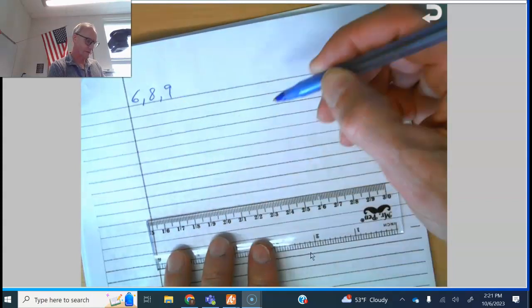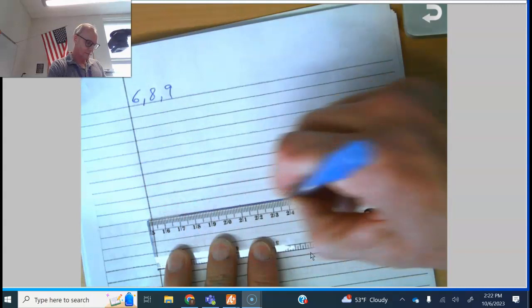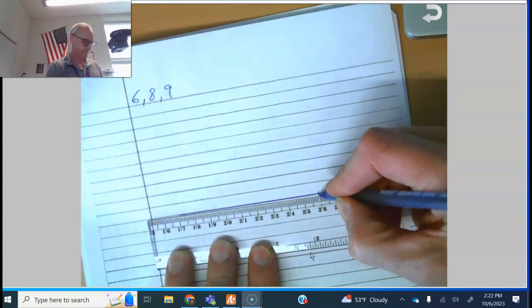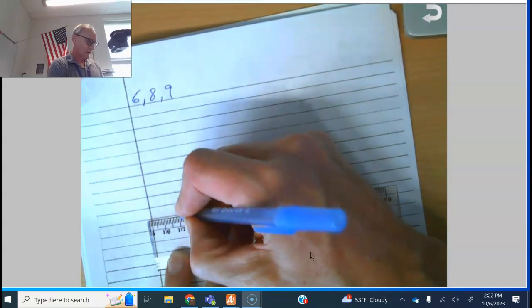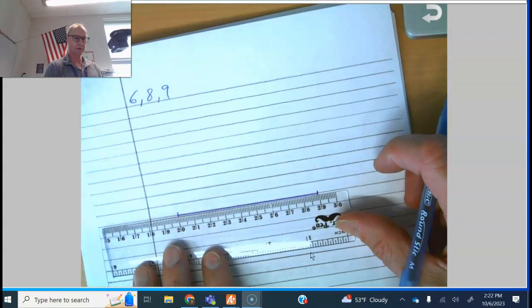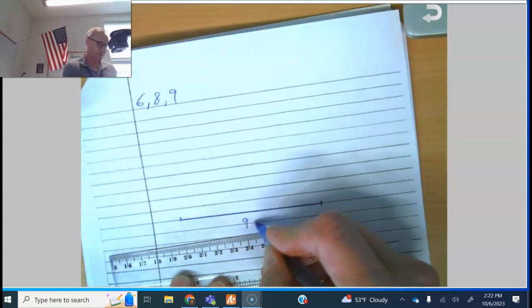I'm going to go from 17 to 26. That's going to be 9 centimeters. I could go from 20 to 29. That's just as easy. There it is. That's 9 centimeters for this side.